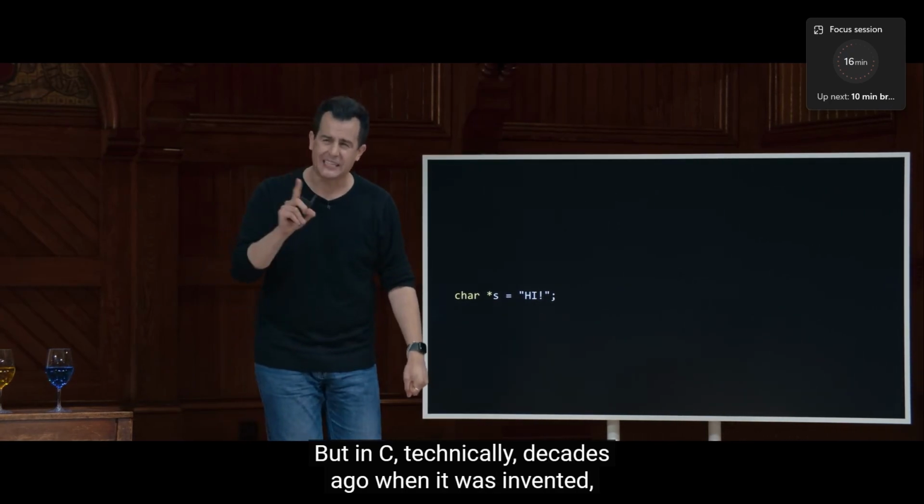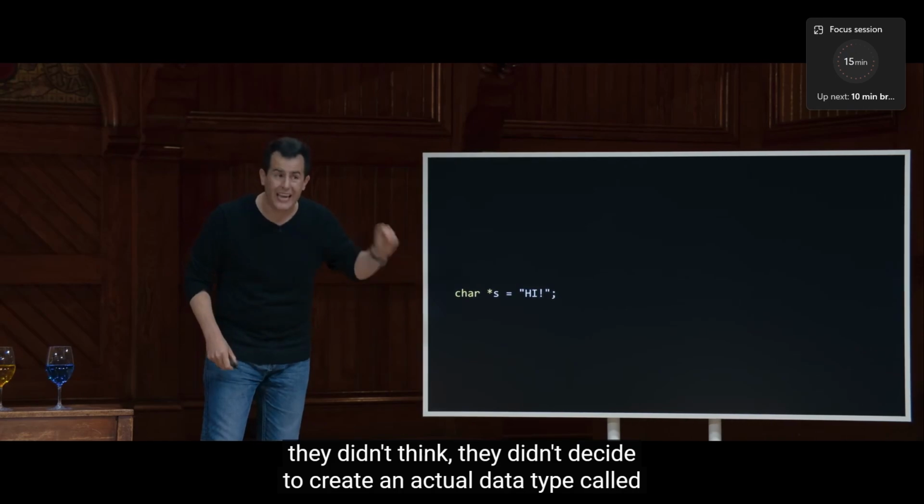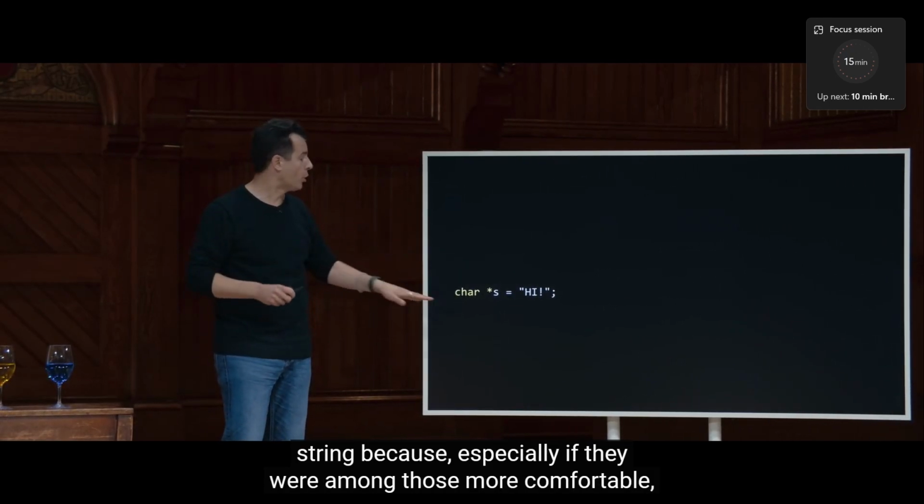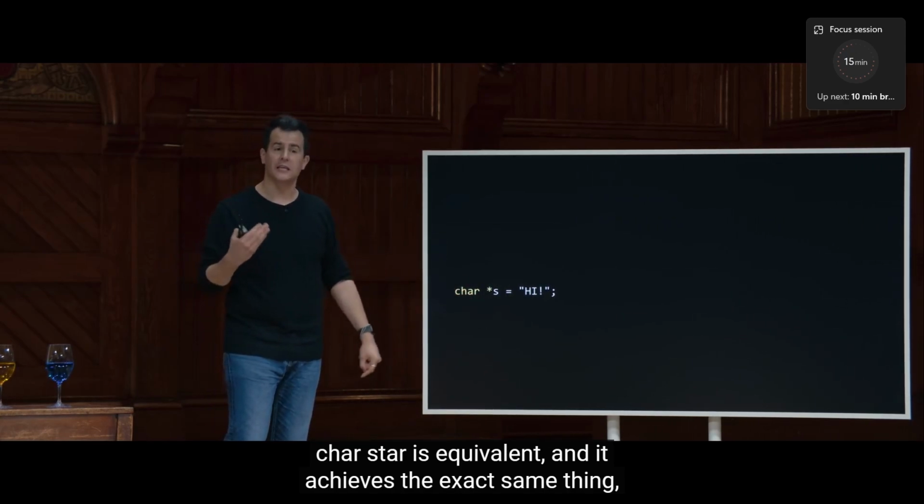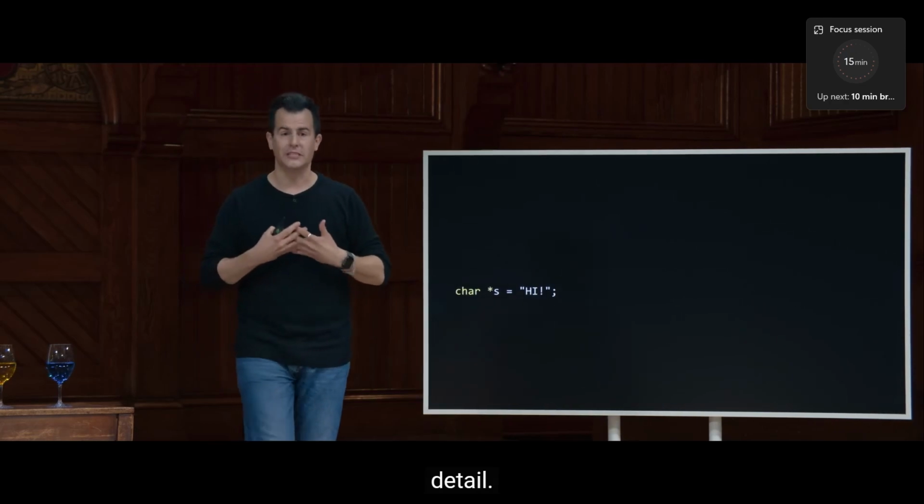But in C, technically, decades ago when it was invented, they didn't decide to create an actual data type called string because, especially for those more comfortable, char star is equivalent and it achieves the exact same thing, even though at a glance we didn't want to start week 1 with that lower level detail.